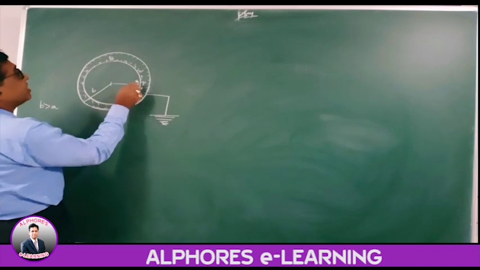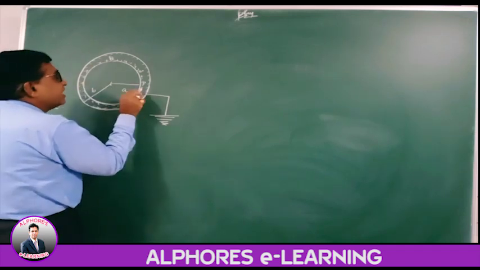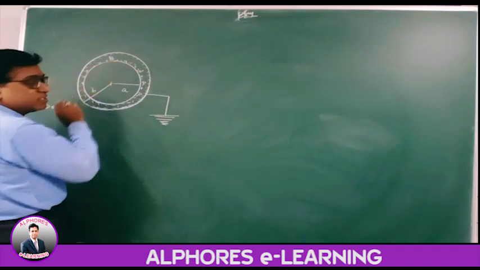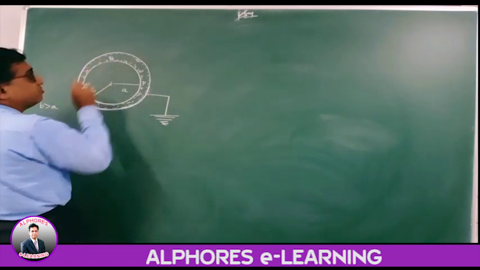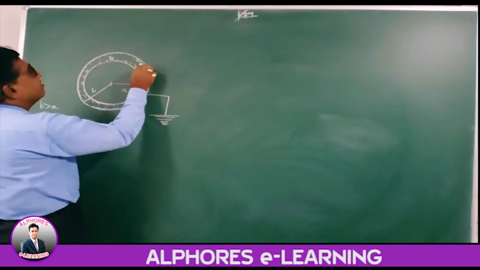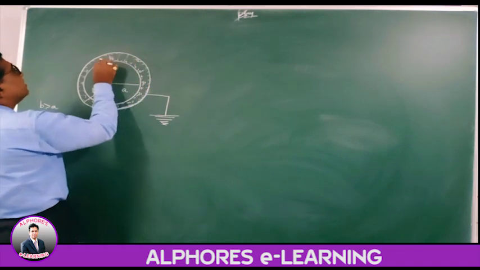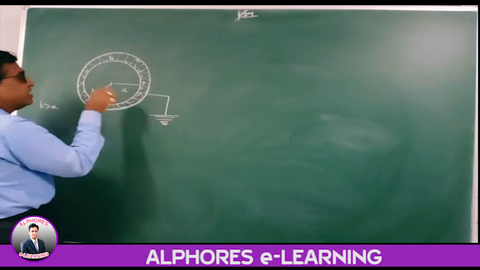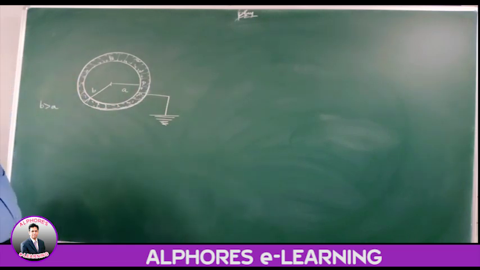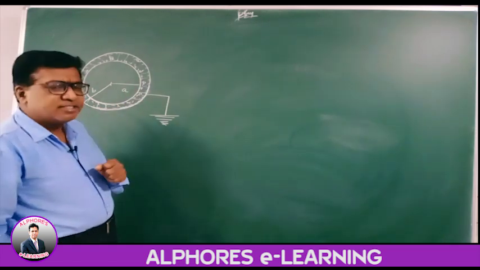Well, the positive charge is on the inner sphere and the negative charge is on the inner surface of the outer sphere. So this is plus Q and this is minus Q, and there is a field produced between these two. Now this is called a spherical condenser.